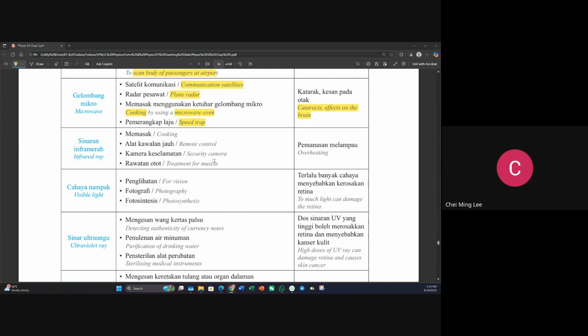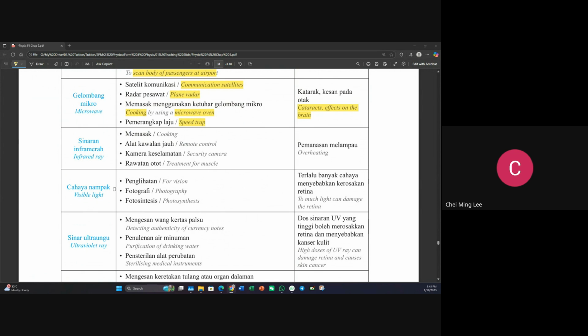Have you tried the body massage machine? The body massage machine sometimes can reheat your muscle, right? That one is actually through releasing infrared. Okay, and the main problem is overheating. When overheating, it might explode. Okay, this one doesn't really happen.